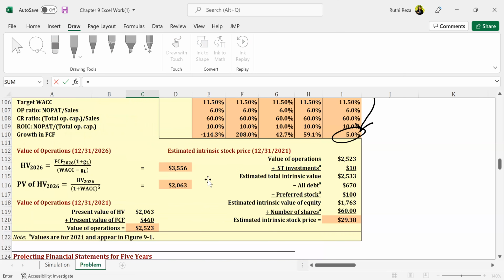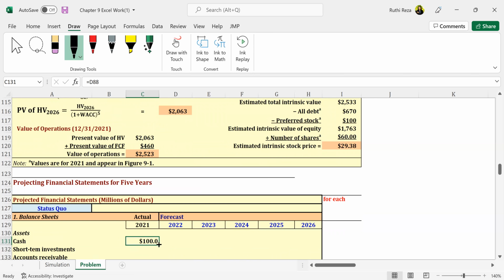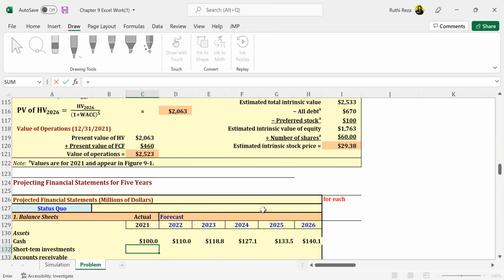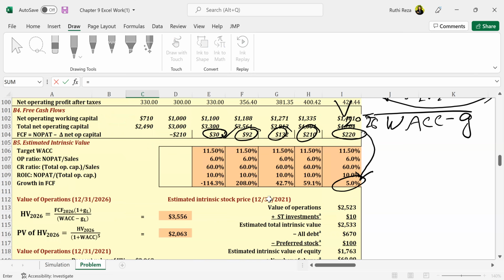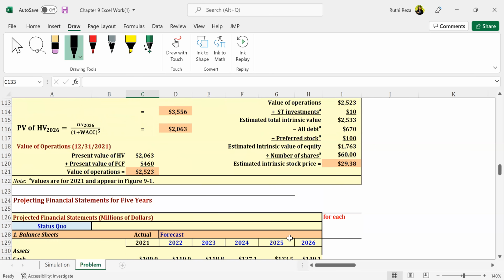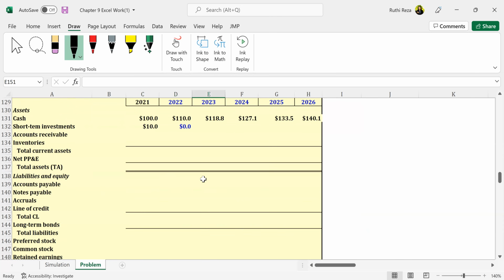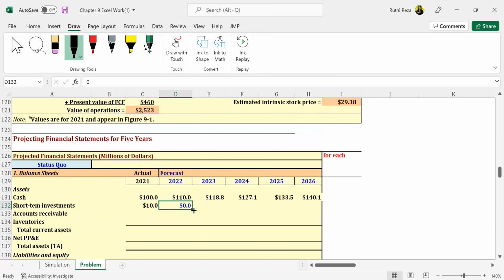Short-term investment, okay. So short-term investment, remember it is non-operating items. So let us copy it from our current financial statements. Because it is non-operating item, we are going to assume it to be 0 in the future years. We cannot certainly estimate this one, and then we are going to always assume them to be 0.